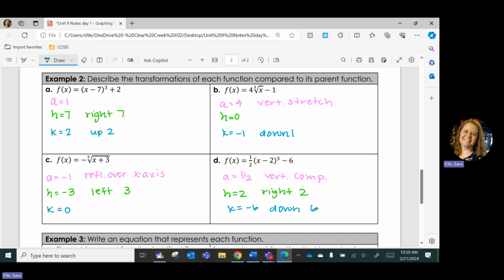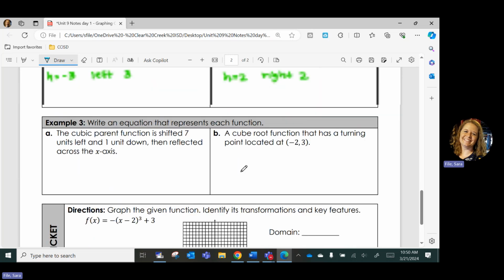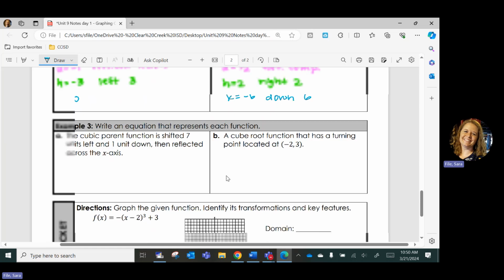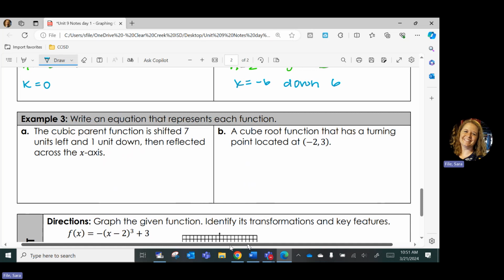Y'all be sure, I'm going to finish up this last example. The exit ticket is for y'all to try before you come back to class. So make sure you try at least that exit ticket. This one is simply the reverse of what we just did. Instead of being given the equation and describing the transformation, we're given a description and we want to write the equation.